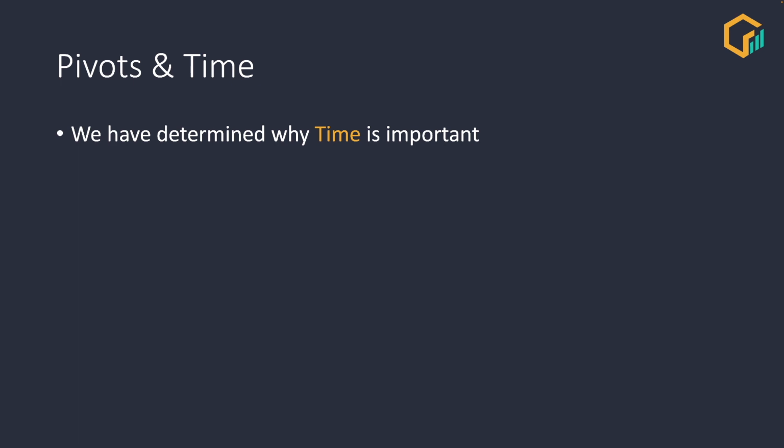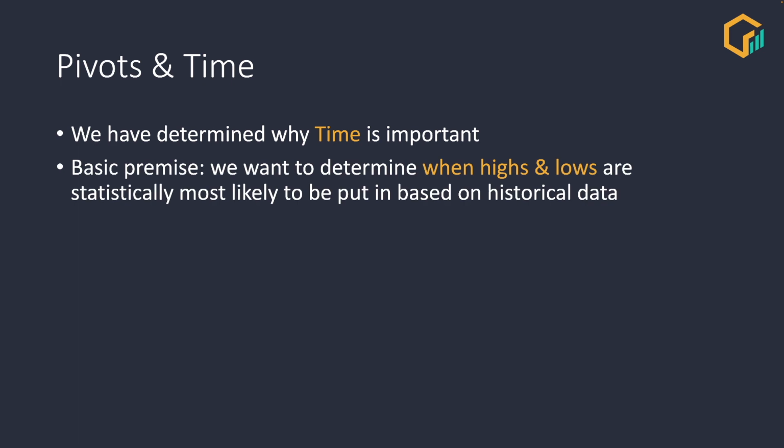So we're trying to determine if pivots are put in during likely time or not. And you might remember that the question was, are there patterns in time delivery as there are in price action? So that's the basic premise of this. The basic premise is we want to determine when highs and lows are statistically most likely to be put in based on historical data. And I want to emphasize that: based on historical data.